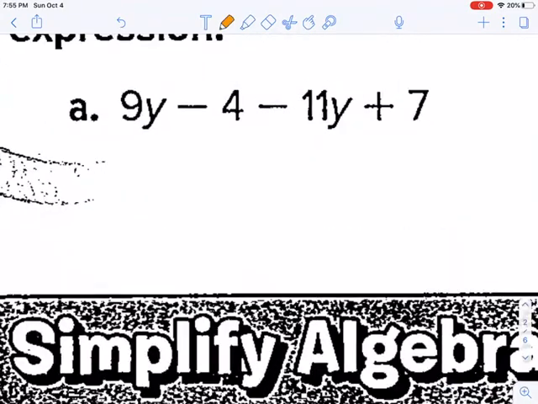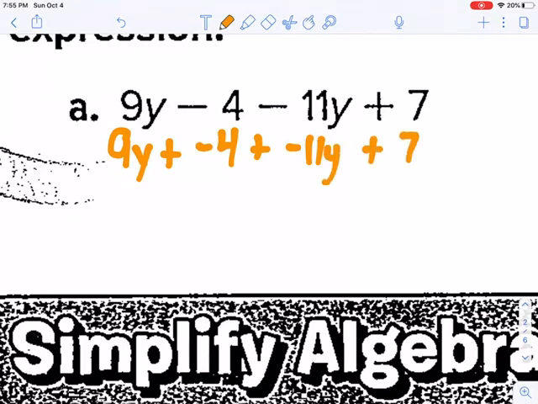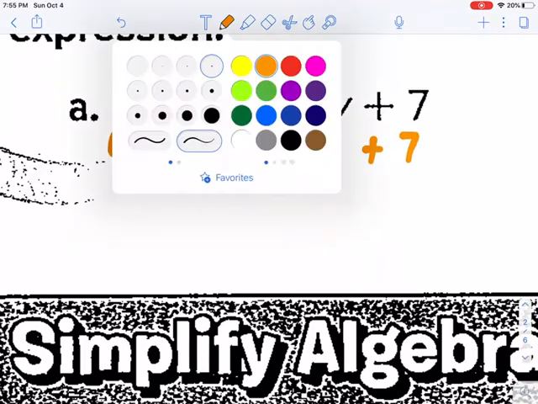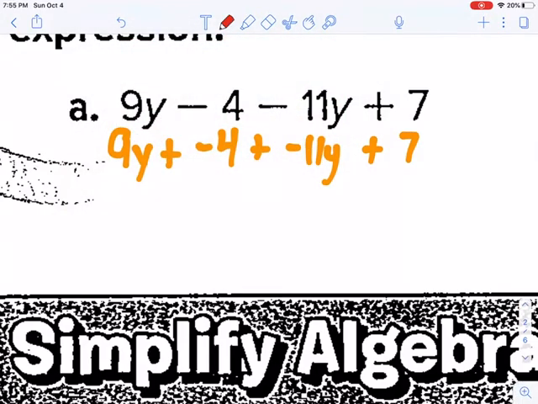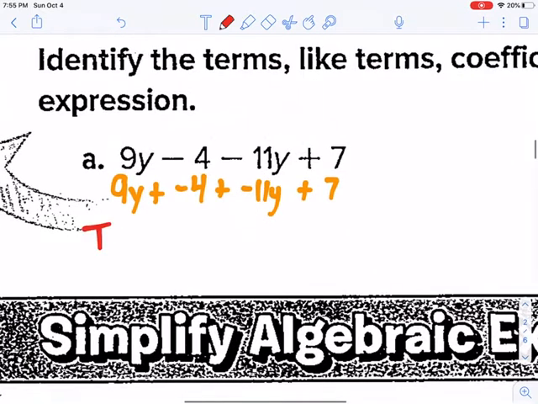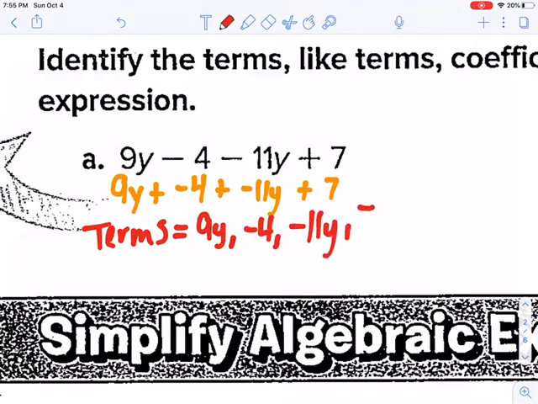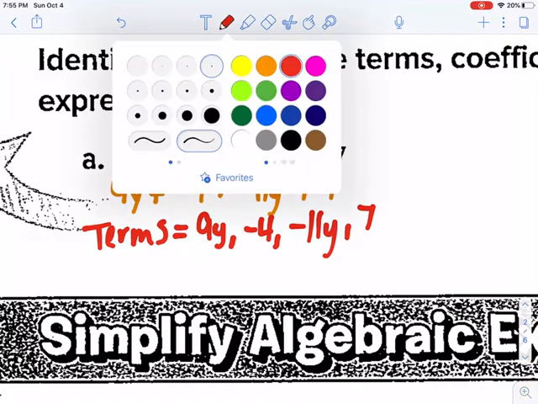Now, I always like to change first. If I have any subtraction, I'm going to turn those to an addition sign, next number to its opposite. That just helps me know which ones are positives and which ones are negatives. So when we write these out, you have the correct symbols. All right, so the first one was terms, and you have 4 of them. Your terms are 9y, negative 4, negative 11y, and 7.